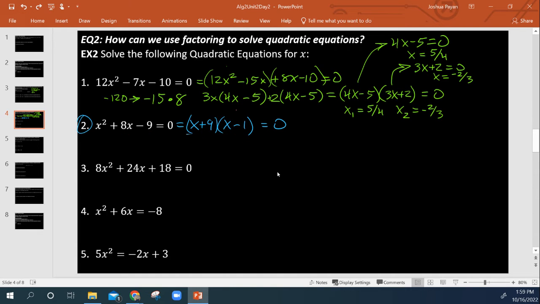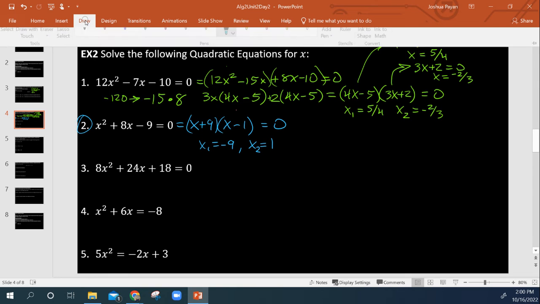Okay, and right here, just by looking, I can tell my two solutions are going to be negative 9 and positive 1. Okay, let's do another one.